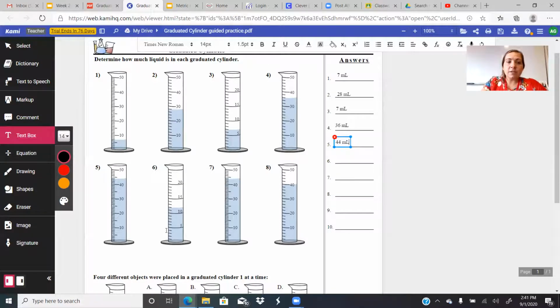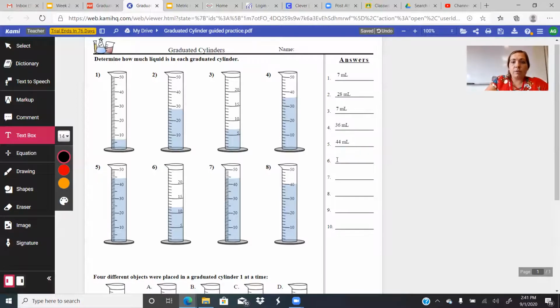Okay, number 6. It's counting by 5s, 5, 10, 15, 20. Each tick mark looks like there's 5 in between, but I'm going to try anyway. If I start counting at 10 and count by ones, will I get to 15? 10, 11, 12, 13, 14, 15. I will. So I have 10, 11, 12 milliliters.